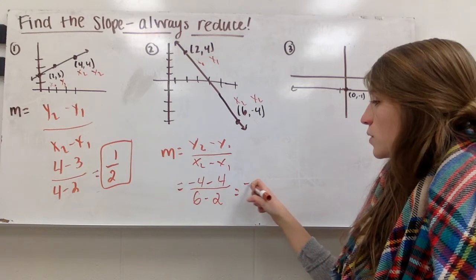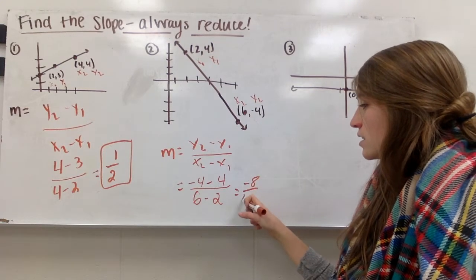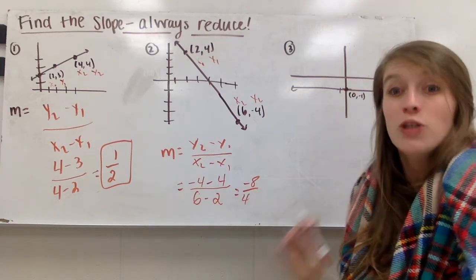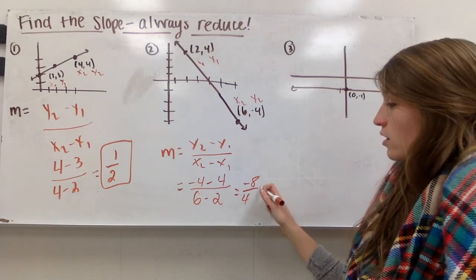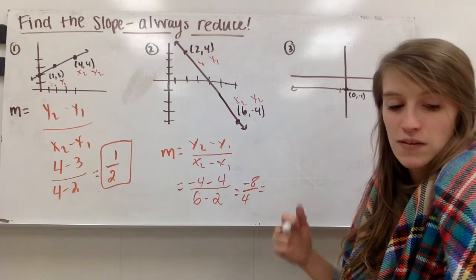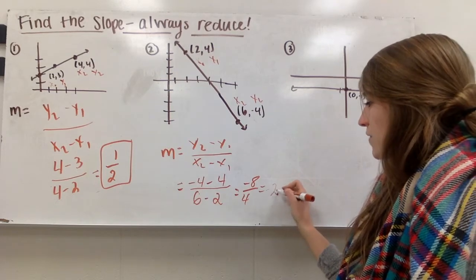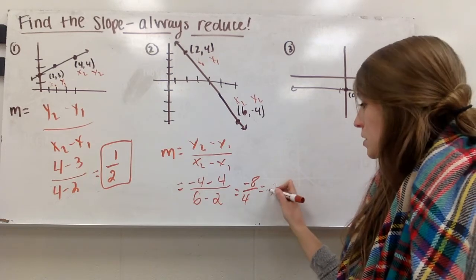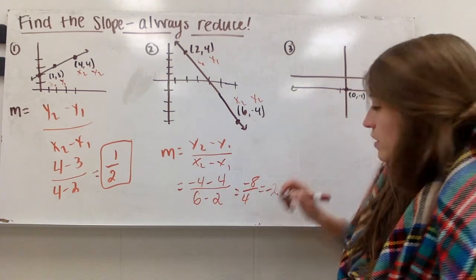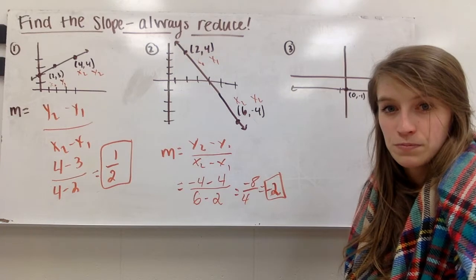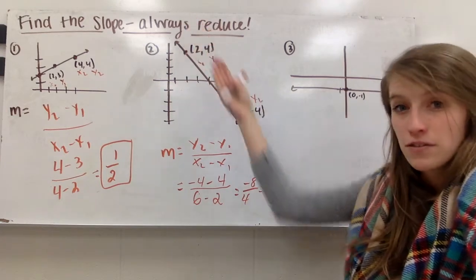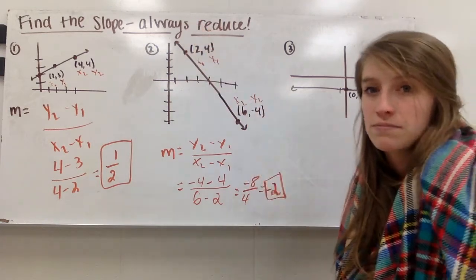Negative 4 minus 4 is a negative 8. 6 minus 2 is 4. You cannot leave it as negative 8 over 4. Negative 8 over 4 is the same as negative 8 divided by 4, which can simplify down to a negative 2. So my slope for this problem is negative 2. That makes sense. As I move left to right, I'm going downhill, decreasing.